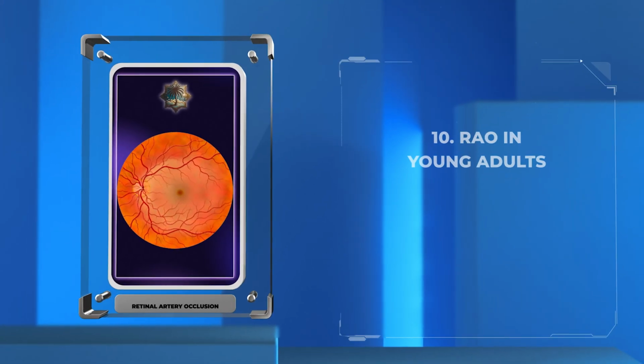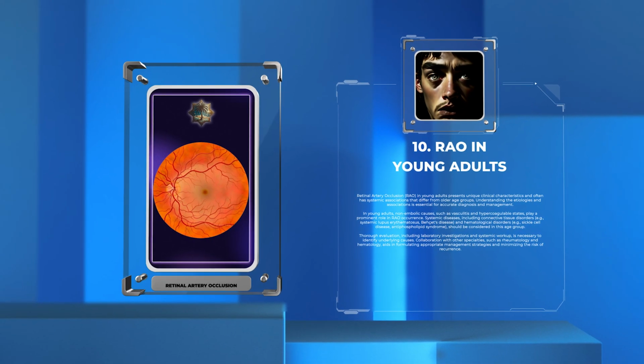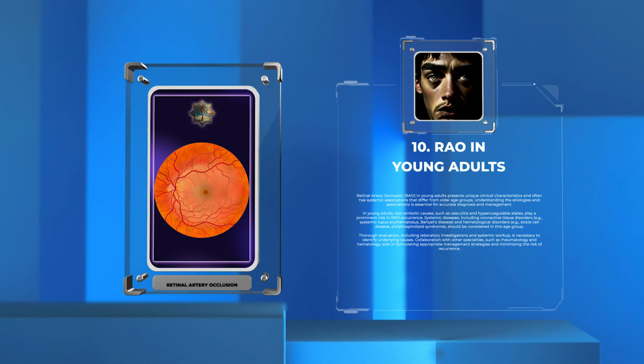Retinal artery occlusion, RAO, in young adults presents unique clinical characteristics and often has systemic associations that differ from older age groups. Understanding the etiologies and associations is essential for accurate diagnosis and management. In young adults, non-embolic causes, such as vasculitis and hypercoagulable states, play a prominent role in RAO occurrence.